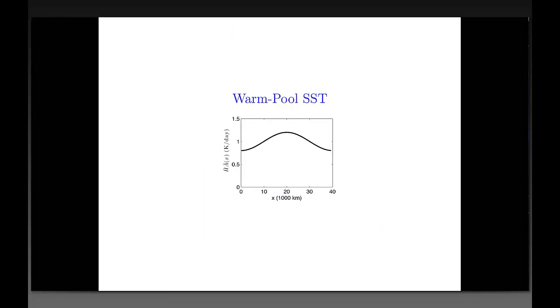Okay, and now just one more test with this nonlinear model. We want to see what if we included a more realistic, still quite idealized, but more realistic sea surface temperature, where we now include a warm pool and a cold pool to represent the Western Pacific sector and the Eastern Pacific.